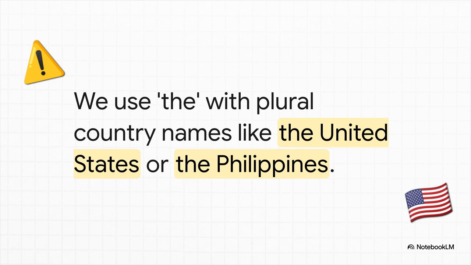And of course, there's always an exception you just kind of have to memorize. Here it is. While we say he lives in Spain, we have to say he lives in the United States. A good rule of thumb is if the country's name sounds like it's a collection of parts, like states, kingdoms, or islands, it's probably going to need the.